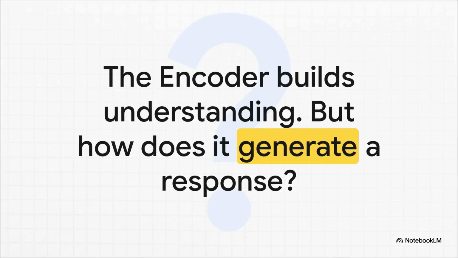So there you have it, we've just built the encoder. This is the part of the transformer that's all about reading and understanding. It takes our sentence and turns it into a rich, context-aware set of numbers. But understanding is only half the battle, isn't it? How does the model take all that understanding and use it to actually write a reply? Well, my friends, that's where the decoder comes in.